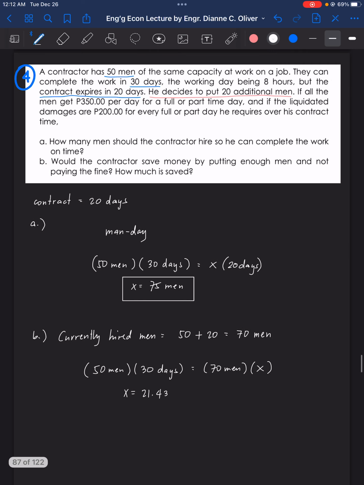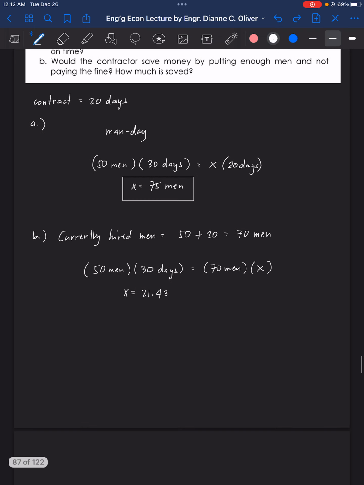It says there that it is per day or part of a day. So it says here, all men get 350 pesos per day for a full or part day, so meaning we will consider this as a full day. So that is equal to 22 days. It's already considered as a whole day for this 0.43. So 22 days for the 70 men to finish the work.